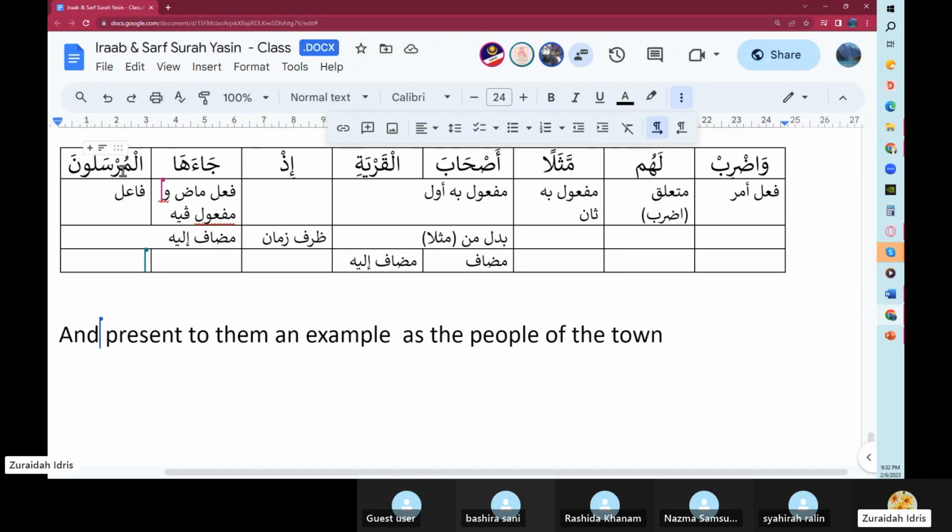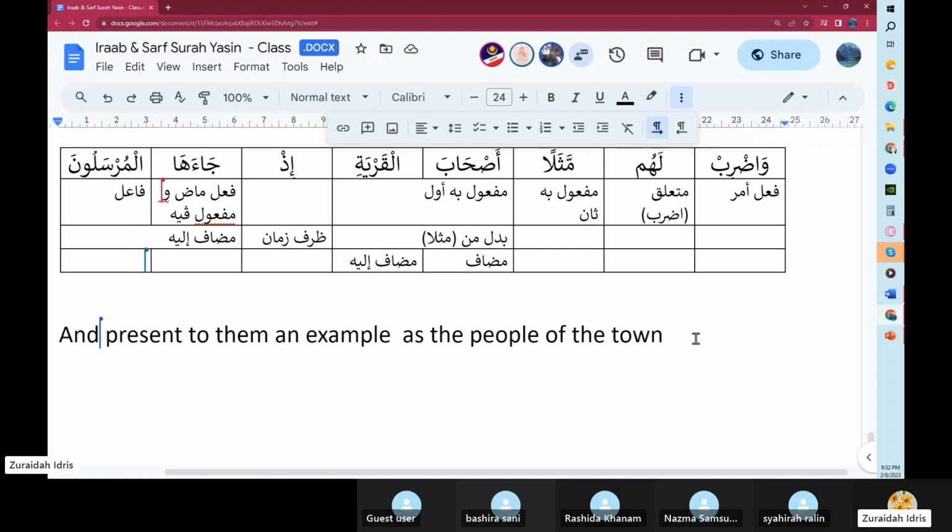I want you to note this is mursalun. Mursalun is plural, meaning at least more than two. We know that more than two messengers came, because if it was two, it would be Lani. But this is not Lani, this is Luna. So it has to be more than two messengers who came. But in the translation, we just say the messengers.